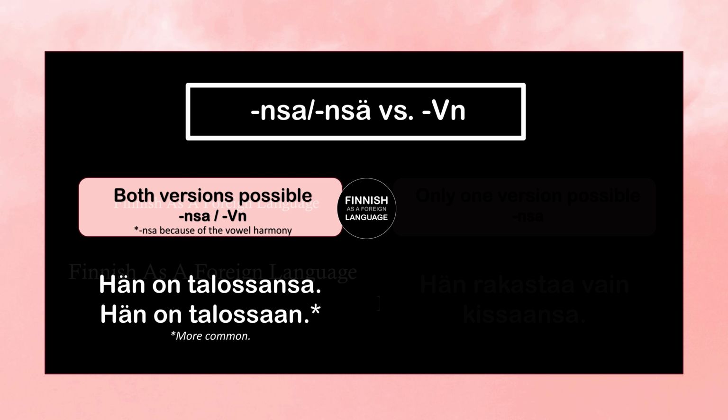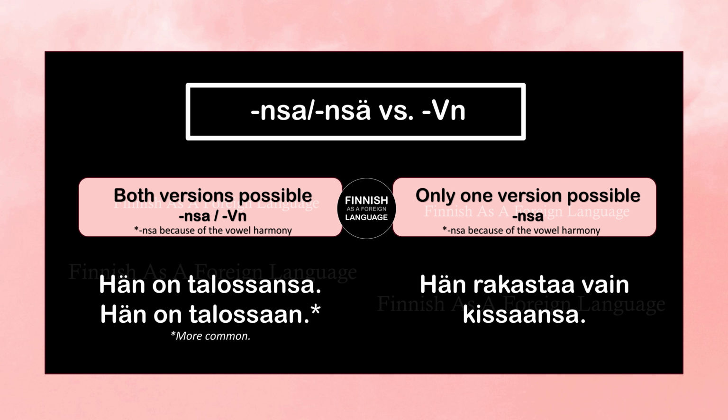Let's take another example. Hän rakastaa vain kissaansa means he only loves his cat. Here we can only use one form, the nsa form, so that means we cannot replace it with the suffix vowel n. Why? Because here we have the partitive case. Kissa in its partitive case does end in a long vowel, and when we have a word ending in a long vowel, then we cannot use the alternative suffix vowel n.